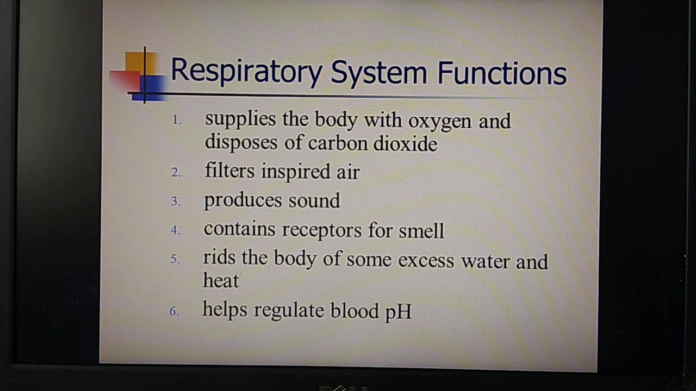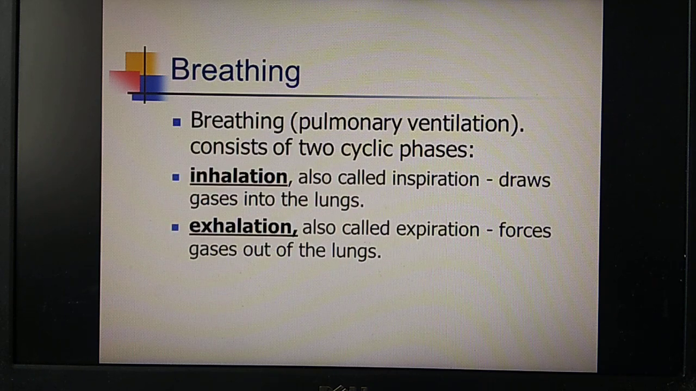And it helps to regulate the blood pH. This is a process where the blood pH can be monitored or regulated by the respiratory gases, that is oxygen as well as carbon dioxide.